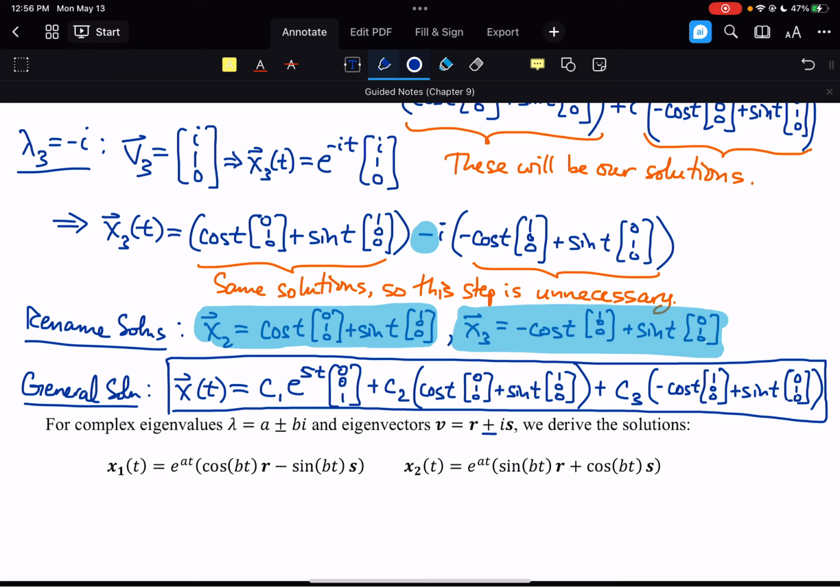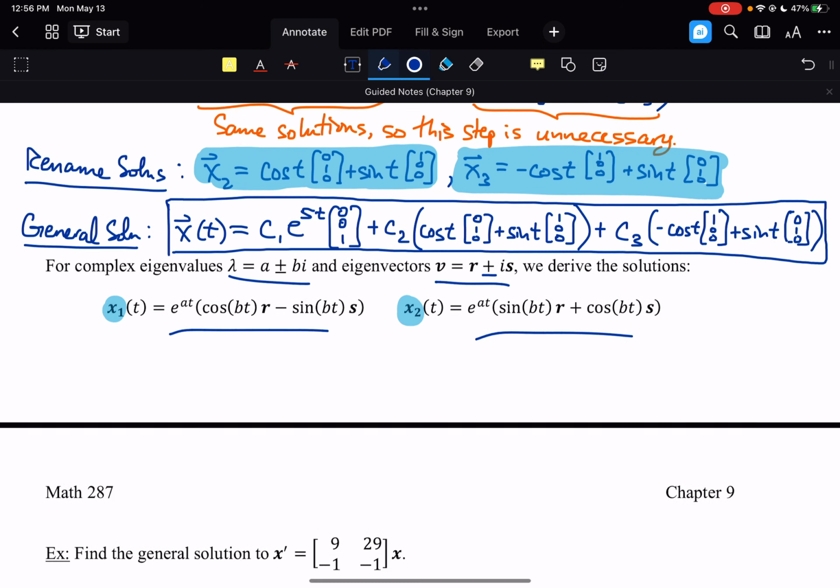So we can derive solutions for x1 and x2, and they would be e to the at cosine of bt r minus sine of bt s, and e to the at sine of bt r plus cosine of bt s. So if we know the eigenvalues and the eigenvectors, then we can just jump straight into these forms for our solutions. And that's going to simplify our work a bit and not make us derive the process every single time using Euler's formula. So let's take a look at an example with that.